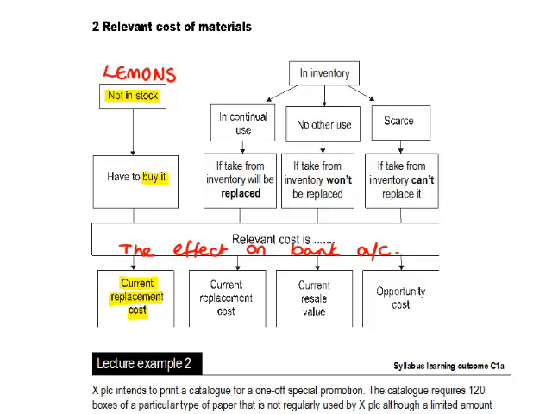Now, I've also got some other ingredients that I have in inventory because I use them in my raspberry jam. The first of those is going to be sugar. Now, sugar is in continual use. I use it all the time in my jam making, and therefore if I take it from my inventory, I'm going to have to replace it because I use it. That means that when I go and buy that sugar, the price that I pay to replace it is going to be the relevant cost. Again, that's going to be the effect on my bank account. So the relevant cost of anything that's going to have to be replaced because it's in continual use is going to be the current replacement cost.